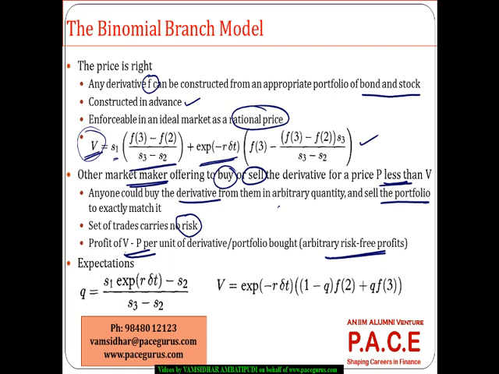And if I am linking the same back to the expectations, I can very well talk about the probability that the price goes up. If I choose the P, which is the probability of the price going up, I can choose it as (S1 times e to the power of R delta T minus S2) by (S3 minus S2). The proof of this we are proving in another session on the binomial model itself.